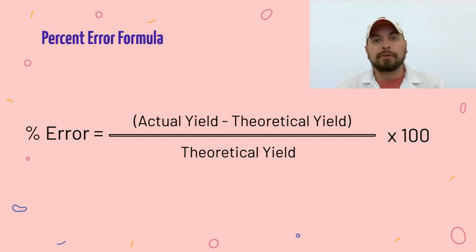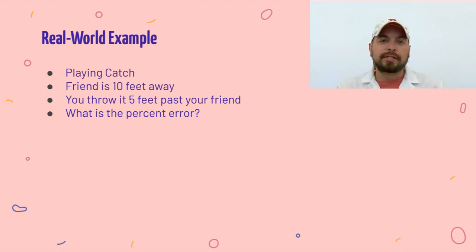If your percent error is positive, it's because your actual or experimental yield is greater than your theoretical yield. So percent error gives us a direction, and that's a really important tool as well. To know the direction tells us a little bit about the possible source of error. So let's apply this to something that's not chemistry, a real world example.